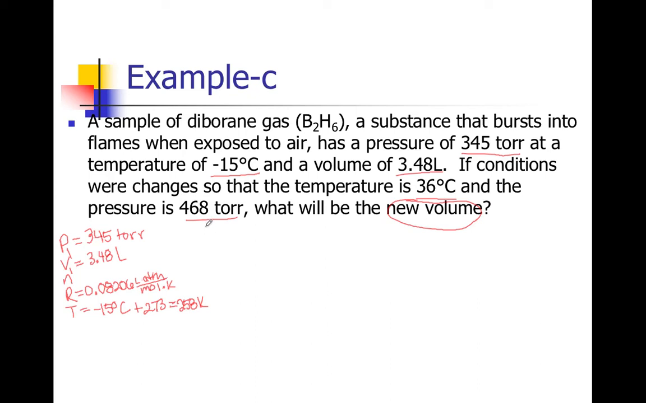Then for our secondary conditions, make a list of those as well. Our second pressure is 468 torr. We do not have a second volume. That's what we're trying to find. We don't have a second n value. R is a constant, so it's not changing.